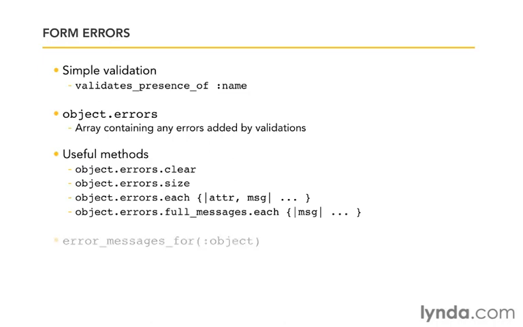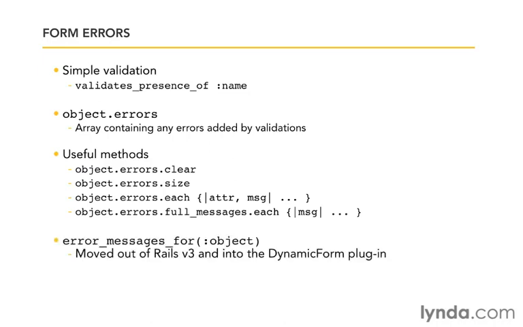Now before Rails 3, there was a helper method called error_messages_for that you could use. You could say error_messages_for whatever object it was, and it would output HTML with all of the full messages listed, showing what was wrong. But there was one big problem with it. It wasn't very configurable, and the HTML was buried deep inside of Rails. And they decided that just really wasn't a good idea to have HTML in there, not configurable and part of the framework. So instead, they moved it out for Rails version 3 and moved it into a plugin called Dynamic Form. So if you want that same functionality, you can go out and download the Dynamic Form plugin and you'll have error_messages_for available to you.